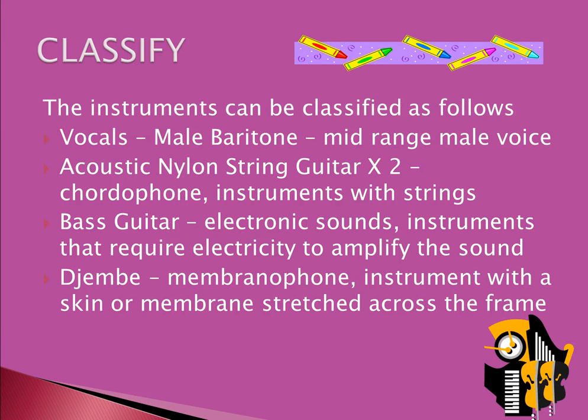So to answer this part, the topic sentence could be, the instruments can be classified as follows. Vocals, a male baritone, which is a mid-range male voice. I've explained that, and that's your supporting answer. There's acoustic nylon string guitars times 2, and they are both chordophones, which means instruments with strings. Then you've got your bass guitar, which is electronic sounds. You could say chordophone as well, and that means they are instruments that require electricity to amplify the sound, because otherwise they sound pretty dead without it. The last one there is djembe, which is a membranophone, an instrument with a skin or membrane stretched across the frame. As said, you could also put in that clapping sound as well if you'd like.